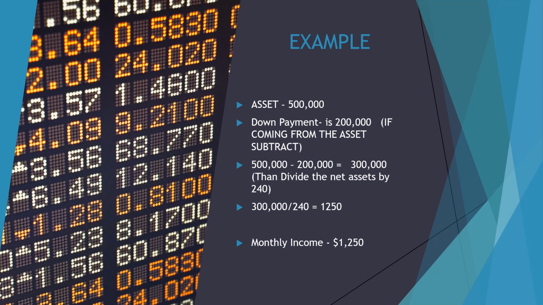I want to walk you through a quick example of how to calculate the income. Let's say your eligible asset is $500,000 and the down payment is $200,000, and the down payment is coming from the asset. So what we would do is just subtract 500,000 minus 200,000, which will get us 300,000. Then we divide the net asset by 240. So it'd be 300,000 divided by 240. Your monthly income will then be $1,250 a month.